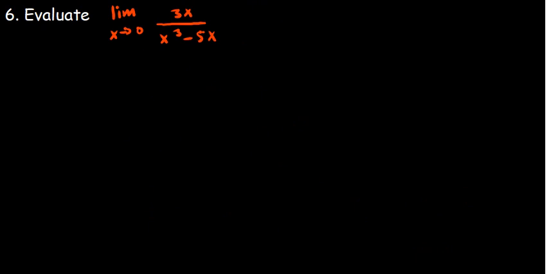Now I've got another one here. Evaluate the limit as x approaches 0 of 3x divided by (x cubed minus 5x). This is the same as the limit as x approaches 0.